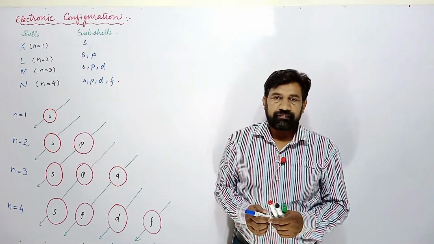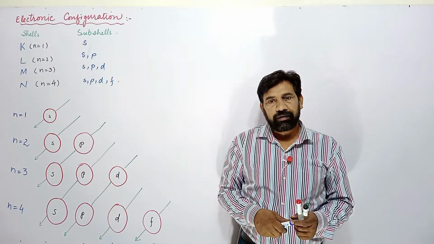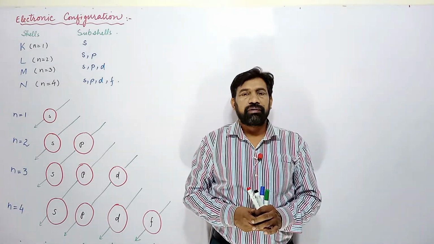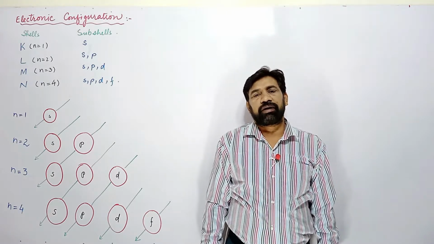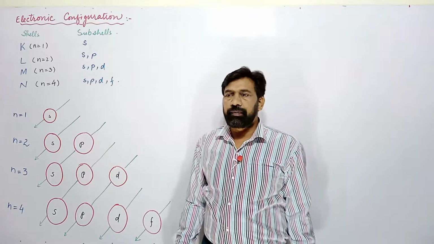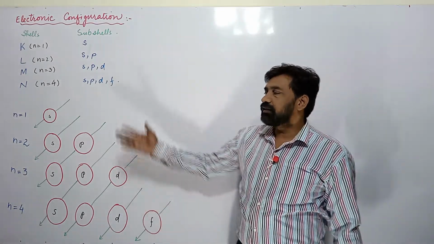Class 9th Chemistry. After Bohr's atomic model, today we are going to study about the electronic configuration. Bohr told that electrons are quantized. They are present in the fixed energy orbits. These energy orbits can also be named as shells.